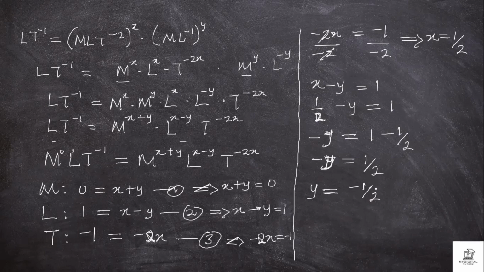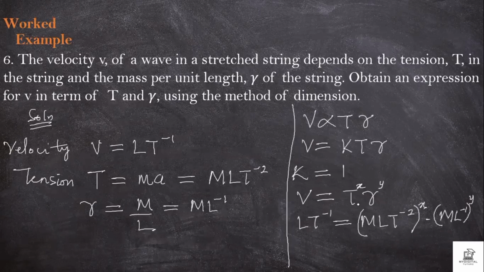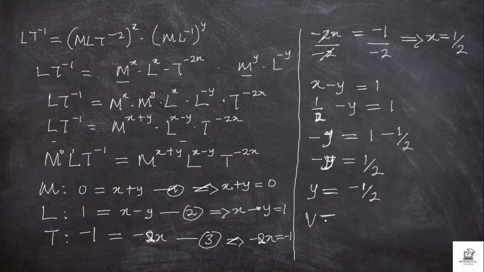So when I now come back to my equation, I will substitute the values of x and y. Here, v, according to the expression, is T raised to power x, then gamma raised to power y. Is that clear? So v now is equal to T raised to power x. What is my x? 1 over 2. Then gamma raised to power y, which is minus 1 over 2.